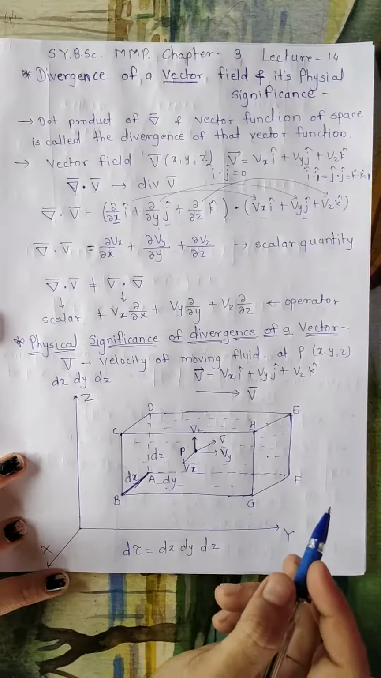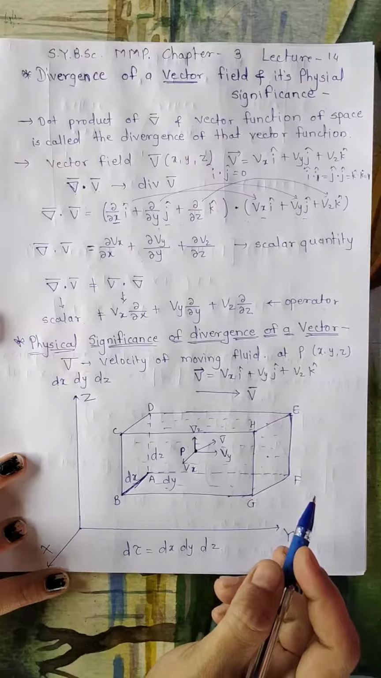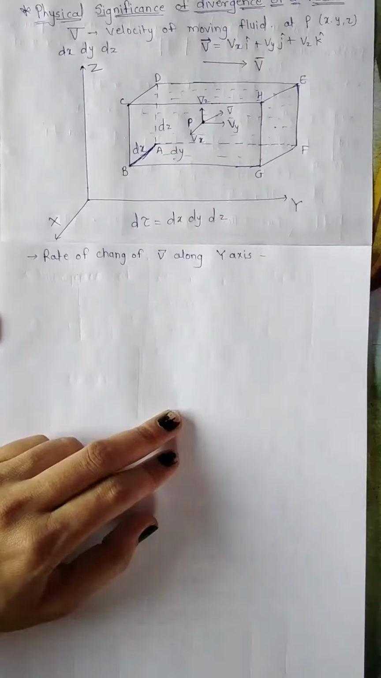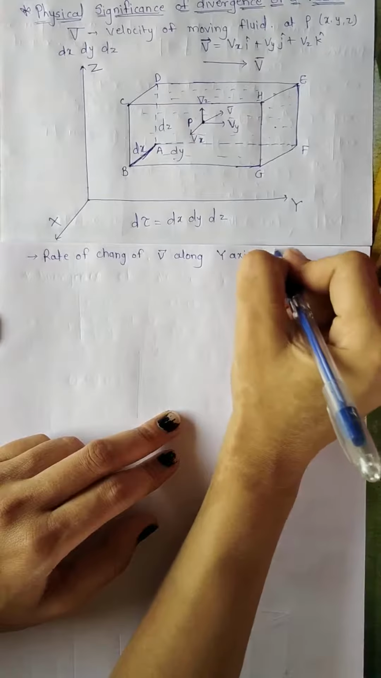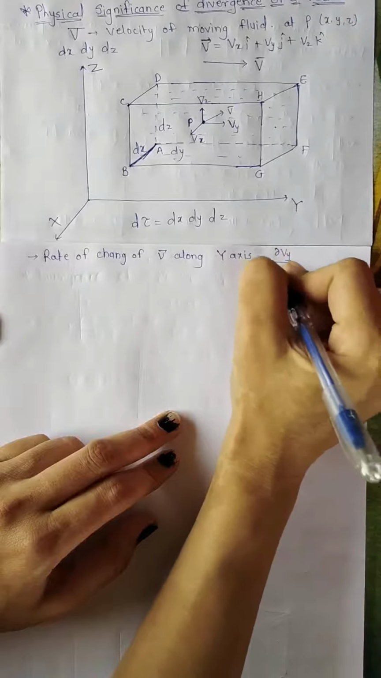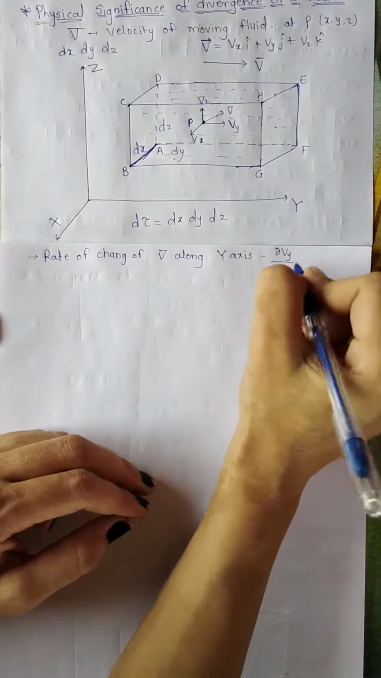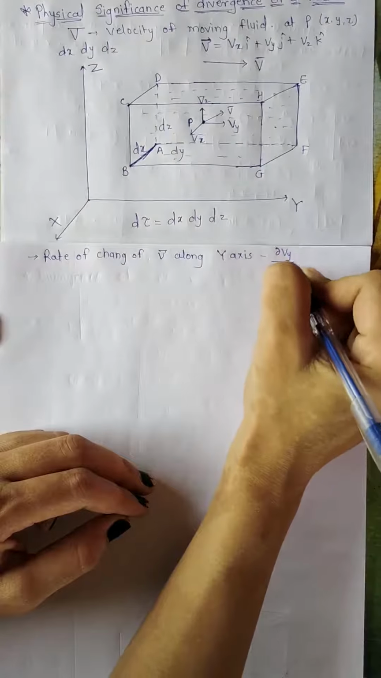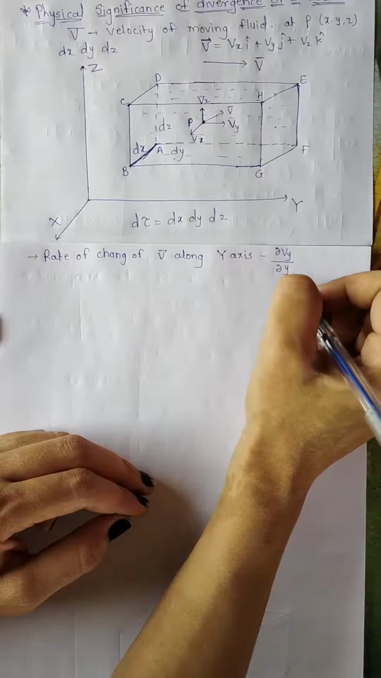Now we will consider the rate of change of velocity along the y axis as dou Vy upon dou y. This is the rate of change of V bar along the y axis.